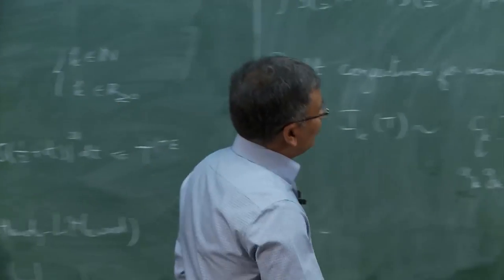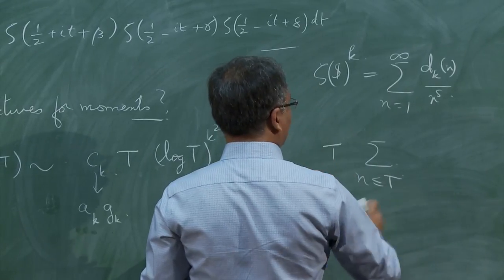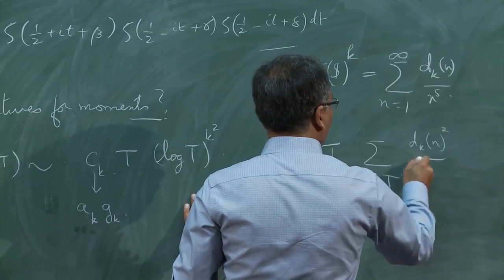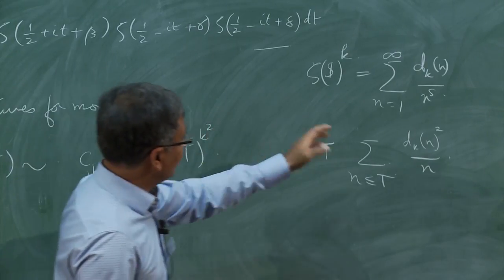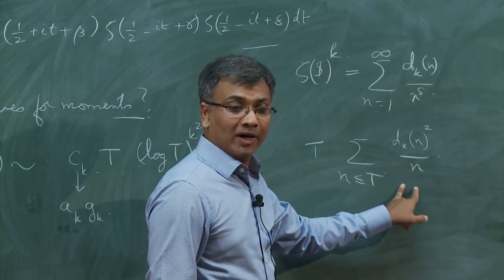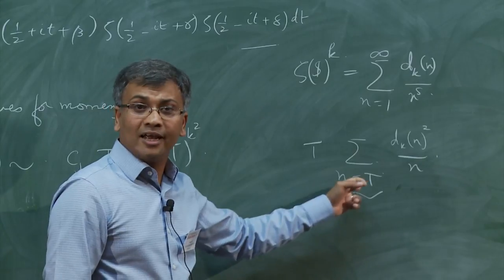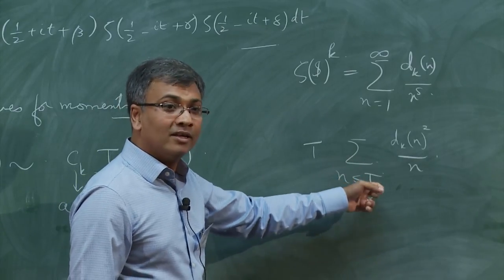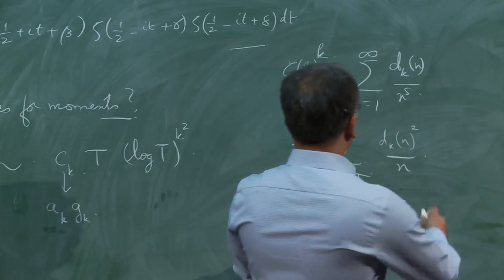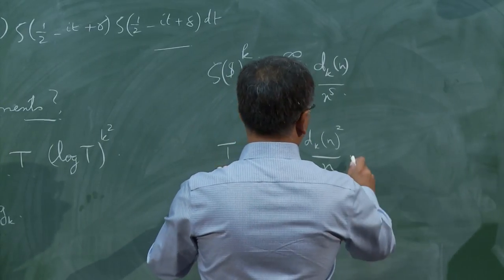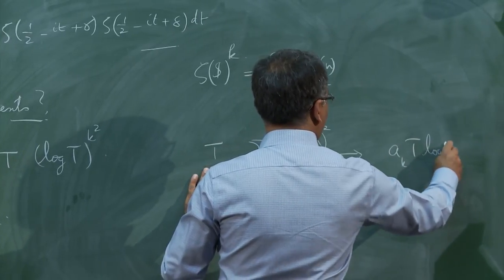Okay, so a Parseval type argument would suggest that maybe the asymptotics should depend on some object which maybe looks like this, dk(n) squared over n. So you're on the half line, so there's an n to the half plus it. And if you take the squares of that, you get dk(n) squared over n. And what is bogus about this is where I have truncated it, choosing to truncate it at n up to T, which is not motivated by anything at all, except that that's the natural scale maybe on which this behaves. Then you can show that it's very easy to get an asymptotic formula for this, and it turns out to be asymptotic to this AK times T log T to the k squared.